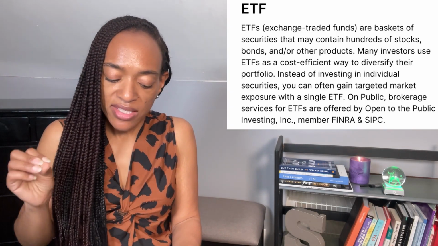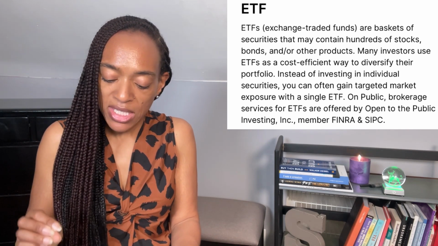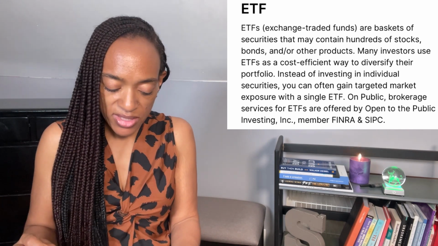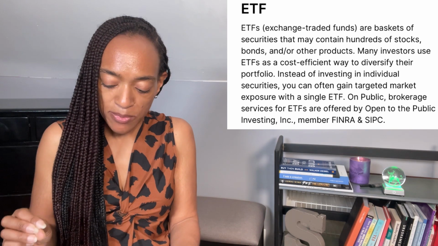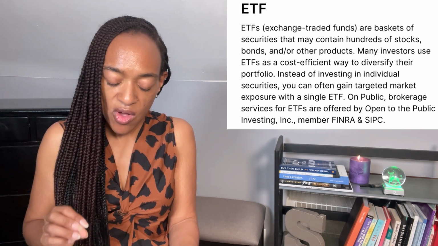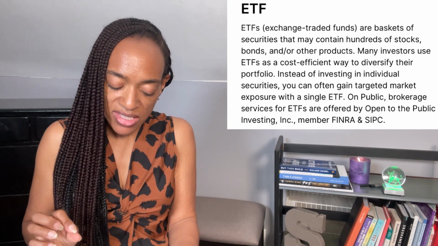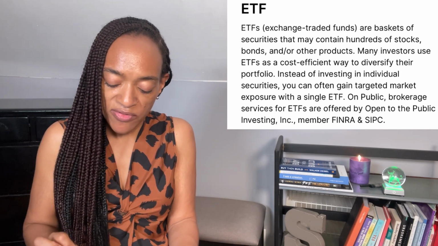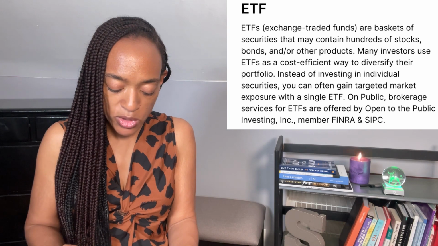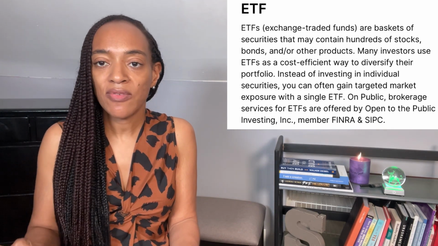I'm going to give you a little bit of the definition directly from the Public Investing app, and that's where I'm doing this challenge at. An ETF, exchange traded fund, is a basket of securities that may contain hundreds of stocks and bonds and other products. Many investors use ETFs as a cost-effective way to diversify their portfolio. Instead of investing in individual securities, you can often gain targeted market exposure with a single ETF.